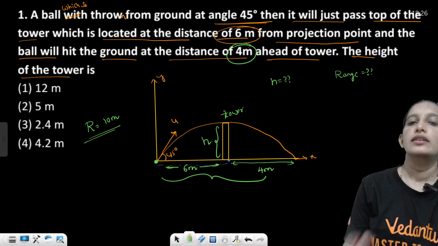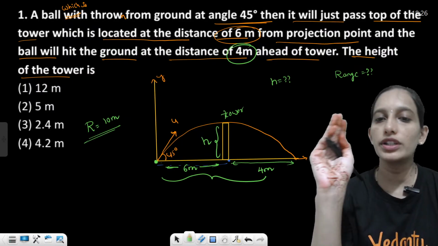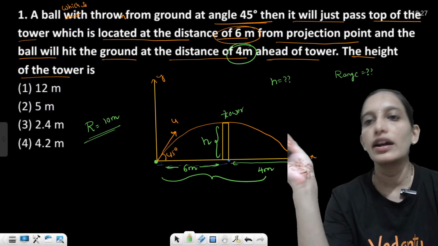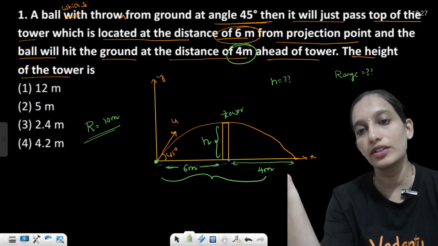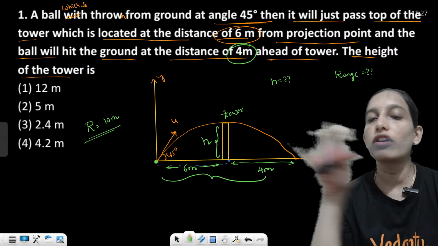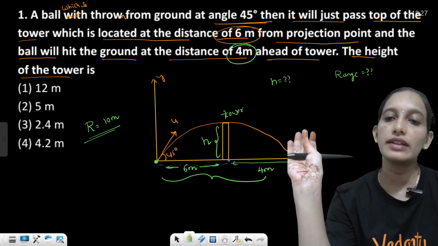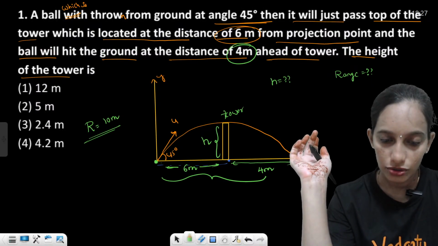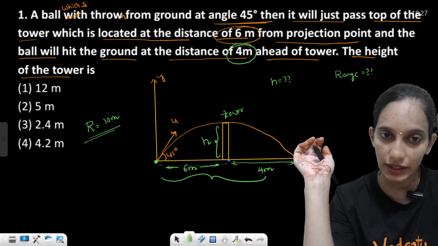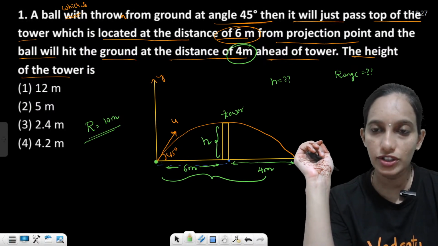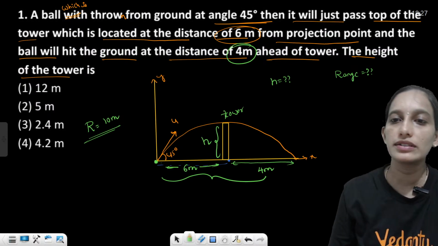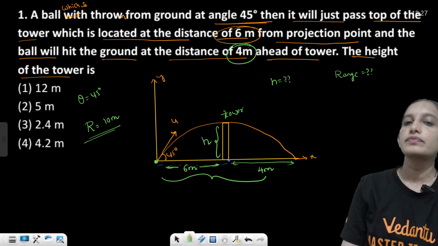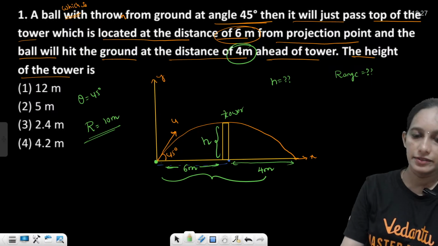Do you agree? From the point of projection to the tower is 6 meter, and the ball is reaching the ground at a distance of 4 meter on the other side of the tower. So the total horizontal distance traveled by the projectile is 6 plus 4, which means 10 meter. So 10 meter is going to be the range. The angle of projection, that is theta, is given as 45 degree, and we have to find out the height.